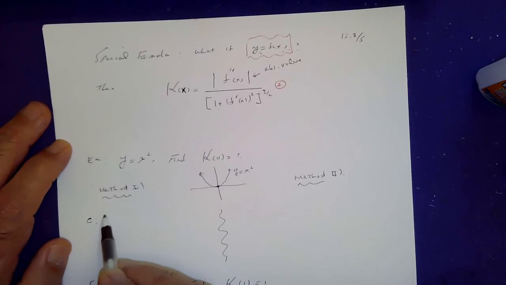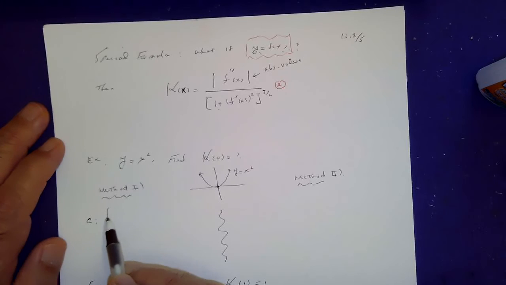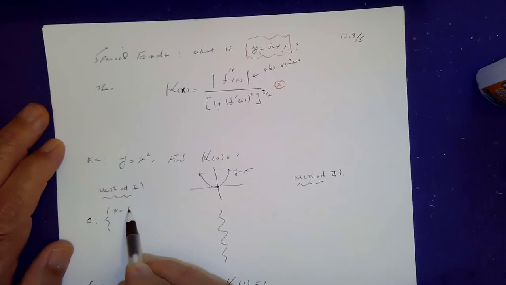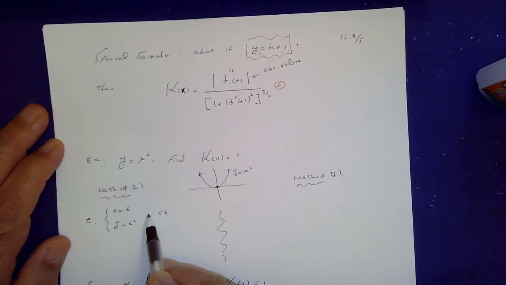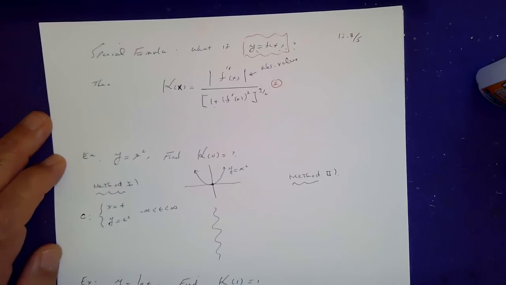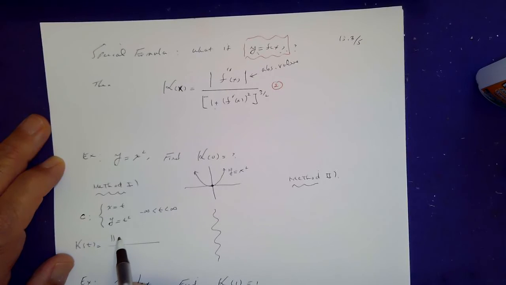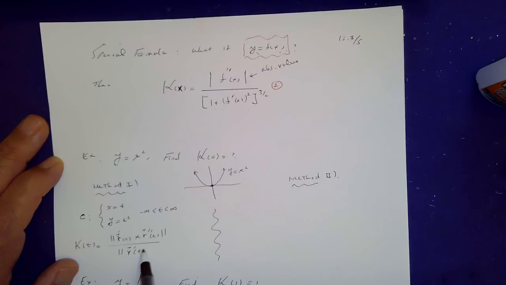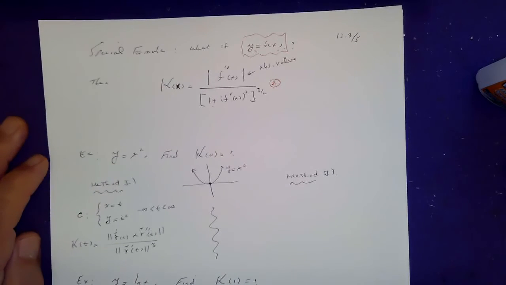Parameterizing the curve is not one of a kind. The way I would parameterize this, I would let x be t, y be t squared. And it looks like t goes from negative infinity to infinity to cover the entire parabola. Then you would use this formula: curvature at t equals the magnitude of r prime cross r double prime over the magnitude of r prime to the power of 3. And you would get an answer.